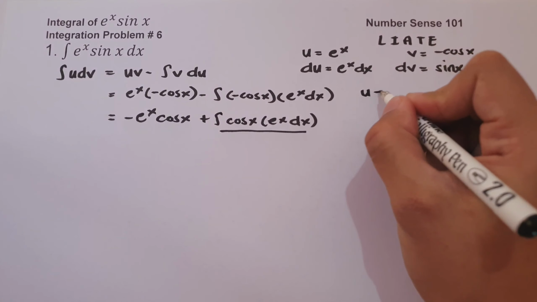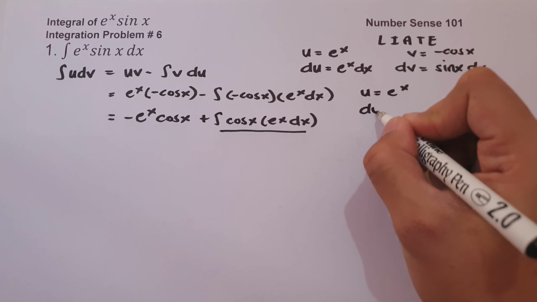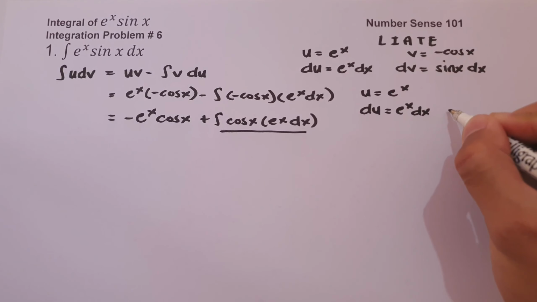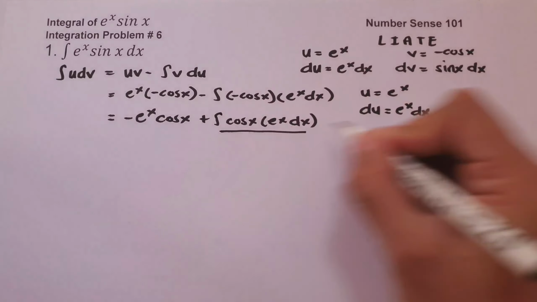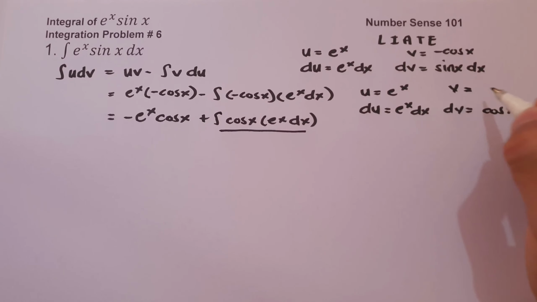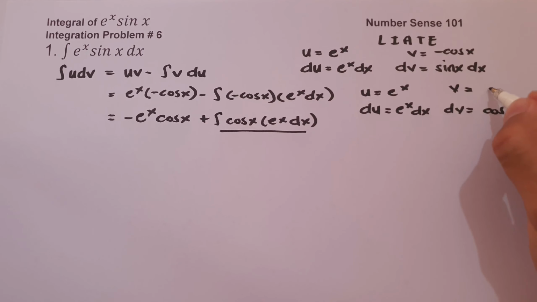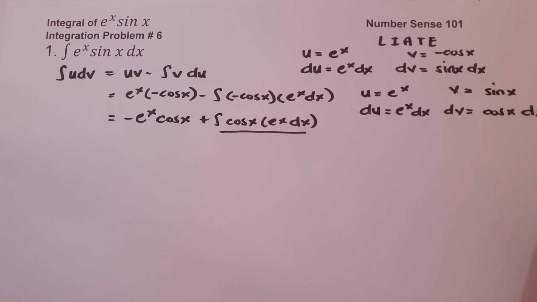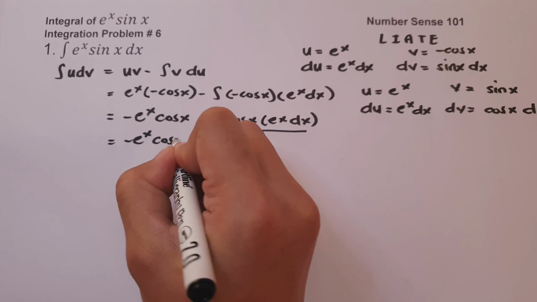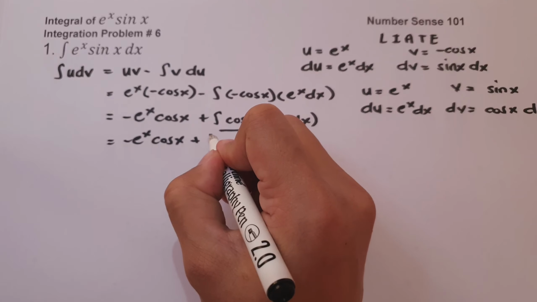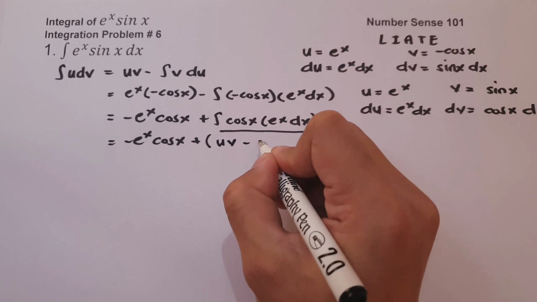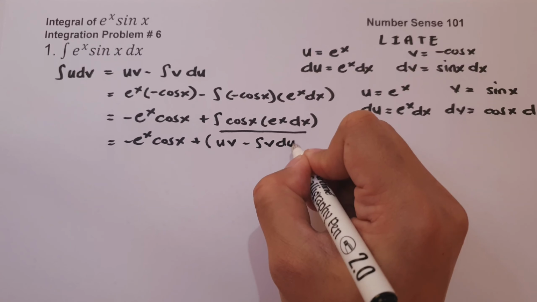So let us have u, that is e raised to x, du, that is the derivative of e raised to x, that is e raised to x dx. And dv, that is cosine x dx, and v, that is the antiderivative of cosine x, that is sine x. So let us have e raised to x cosine x plus, let us write this one as uv minus the antiderivative of v du.